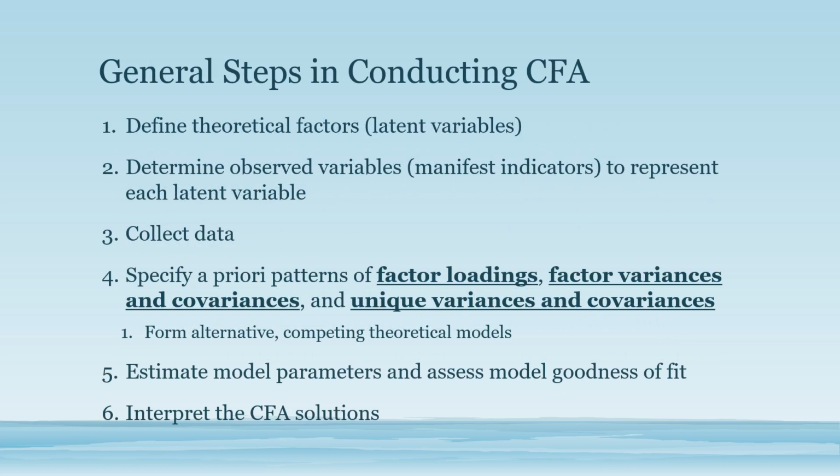There are 6 steps to conduct the CFA. First, we define the theoretical factors with the latent variables. Second, we determine the observed variables, the items that represent each latent variable. Third, we collect data. Fourth, based on the theoretical model, we specify a pattern of factor loadings, factor variance and covariance, and unique variance and covariance.